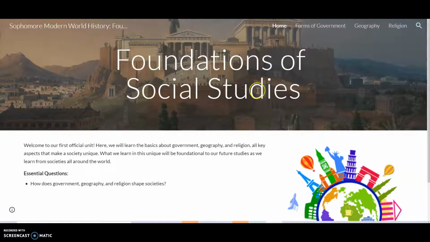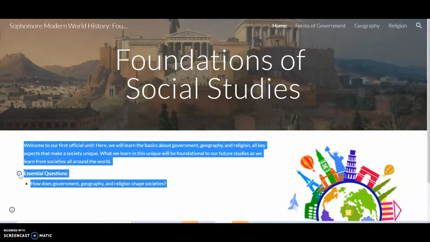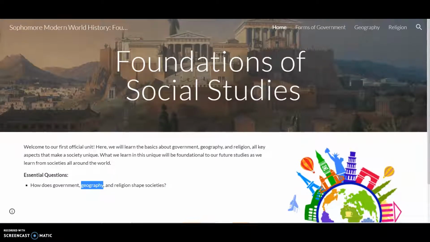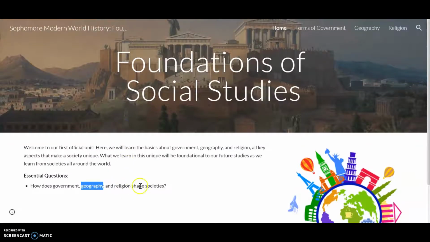First of all, just a brief description of my unit pages or my unit websites. Here it is, just the foundations of social studies. I'll always post the essential question, the one that we agreed upon to be covering. I might have altered the wording slightly. And I should also put the historical skills that we're practicing for the unit on the first page, so the students are aware of that. I don't know why I forgot to do that.